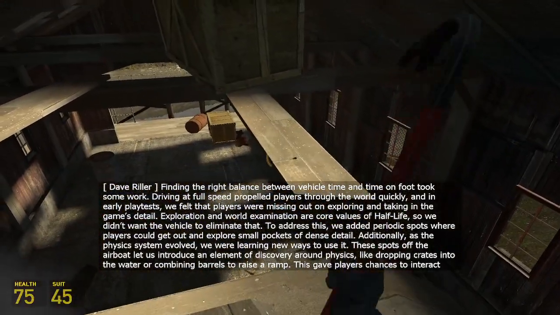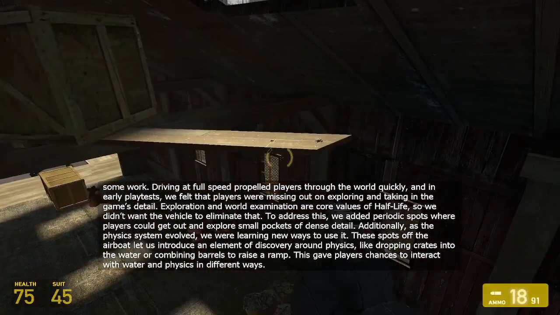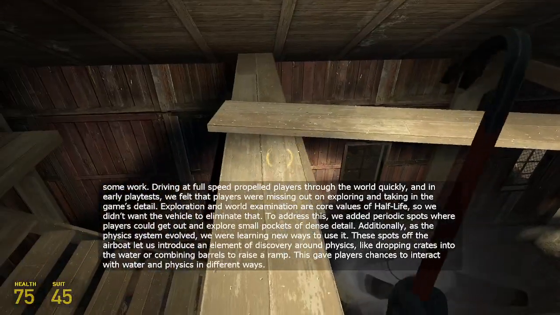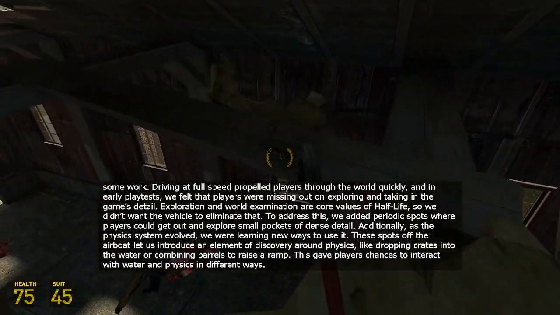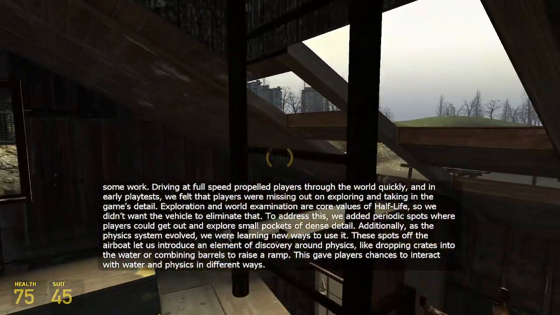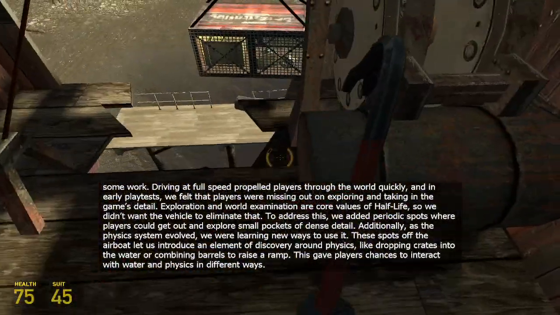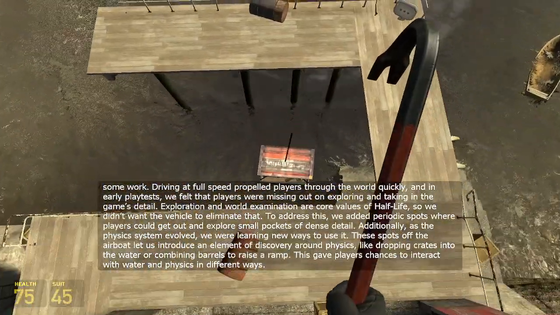To address this, we added periodic spots where players could get out and explore small pockets of dense detail. Additionally, as the physics system evolved, we were learning new ways to use it. These spots off the airboat let us introduce an element of discovery around physics, like dropping crates into the water or combining barrels to raise a ramp. This gave players a chance to interact with water and physics in different ways.